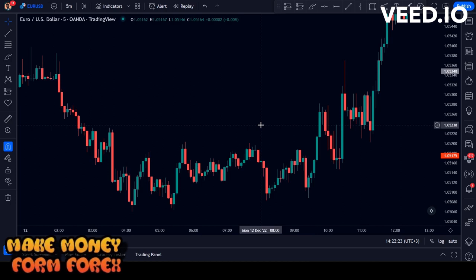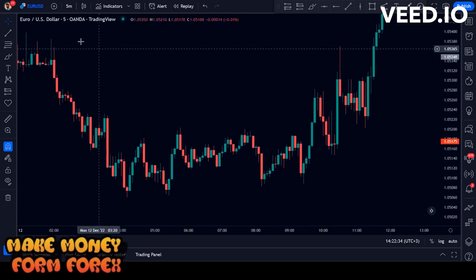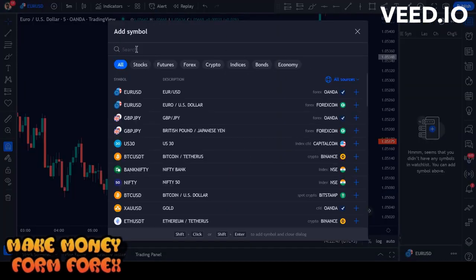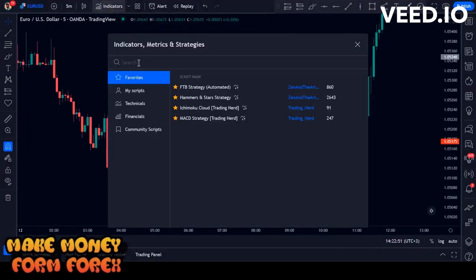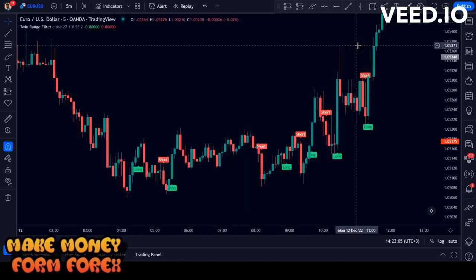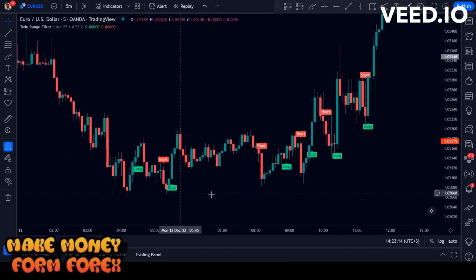First things first, get on TradingView and load whatever forex pair or trading security that you like. For me, I'm gonna be using the EUR/USD on a 5-minute time frame, but this strategy will work on any security that you like. Now head over to the indicator search tab and type in twin range filter. Click on this one by MCK. The default settings for this indicator will work perfectly, no need to change anything.